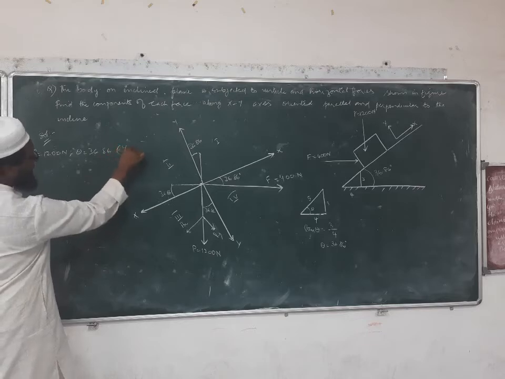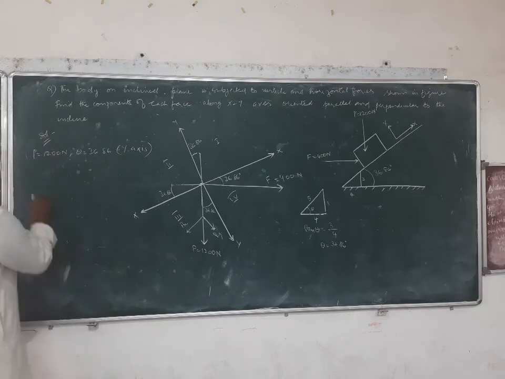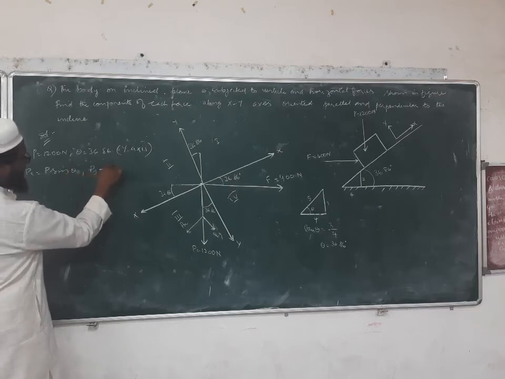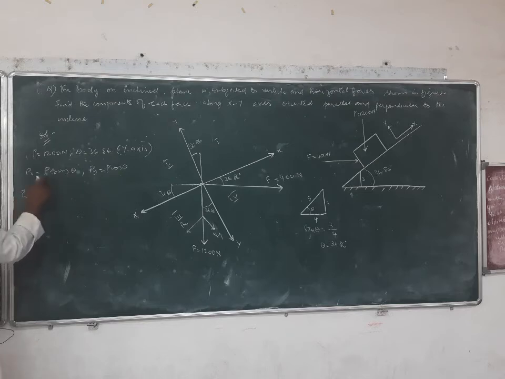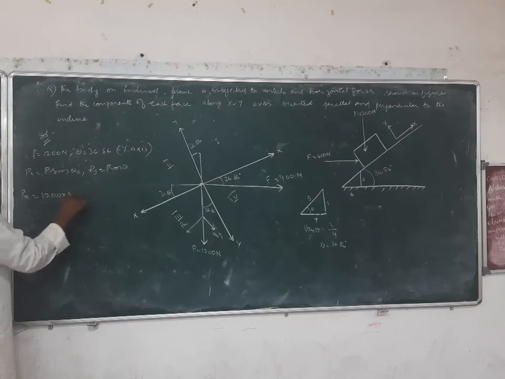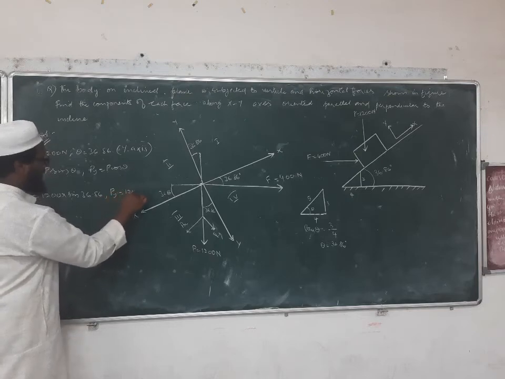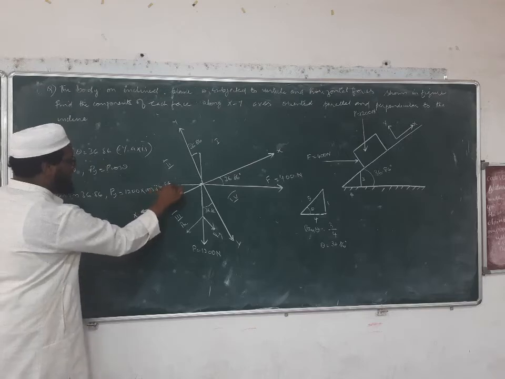36.86 degrees with the y axis. Okay, this is the y axis. So what will happen to px? Px is equal to p sin theta, and py is equal to p cos theta. So px is equal to, what is the value of p? 1200. What is sin theta? Sin 36.86 degrees. What about py? Py is equal to 1200 into cos 36.86 degrees.